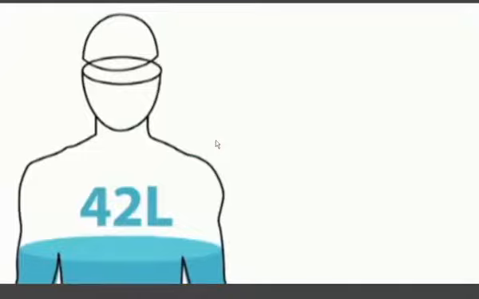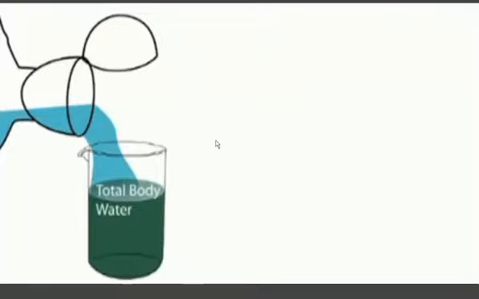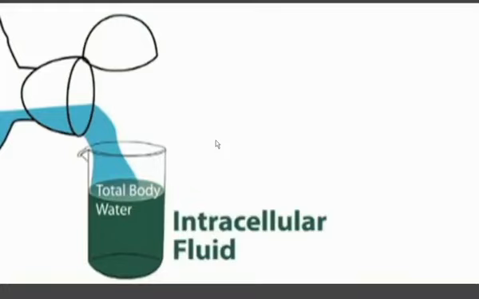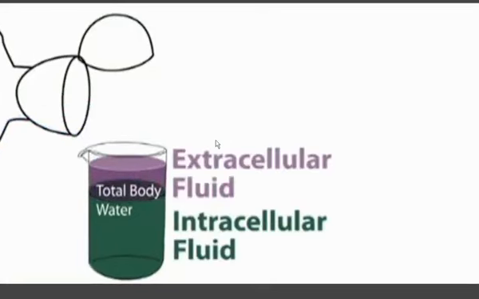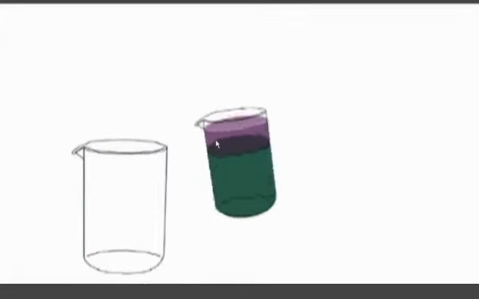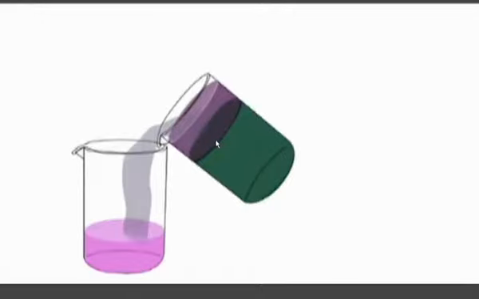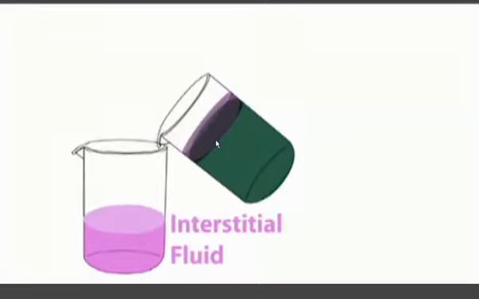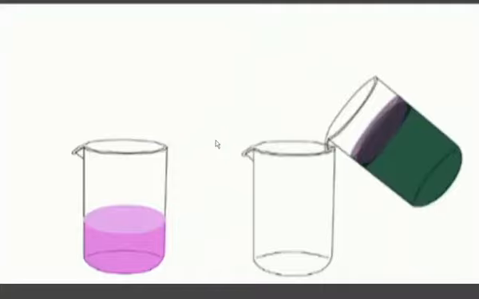So 60% of the human body is water, and that's 42 liters of water. If you were to take that 42 liters of total body water and pour it into a separate container, the first 2/3, or 28 liters, would be intracellular fluid, or the fluid inside the cells. The remaining 1/3 of total body water, or 14 liters, would be extracellular fluid outside the cells, including interstitial fluid and plasma. You could then pour the 14 liters of extracellular fluid into 2 separate containers, the first being the 10 liters of interstitial fluid, and the last would be 4 liters of plasma.